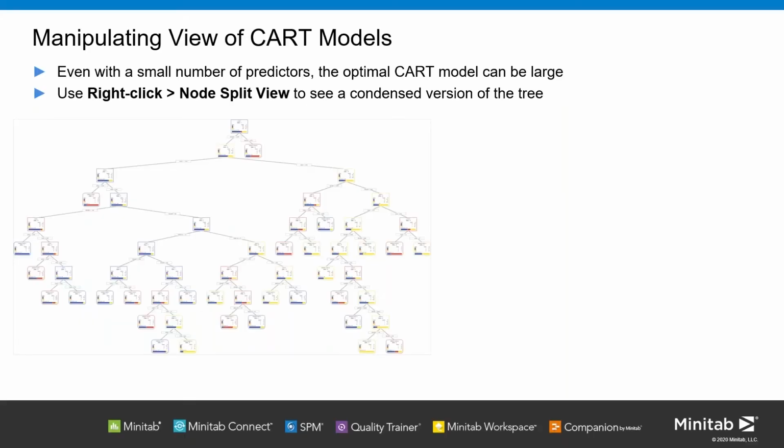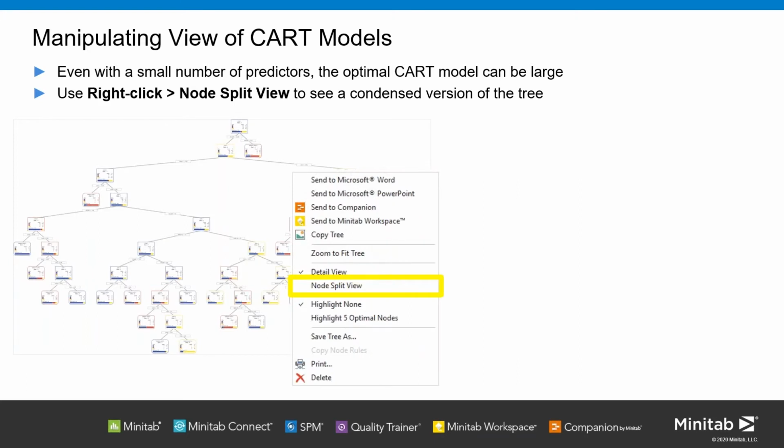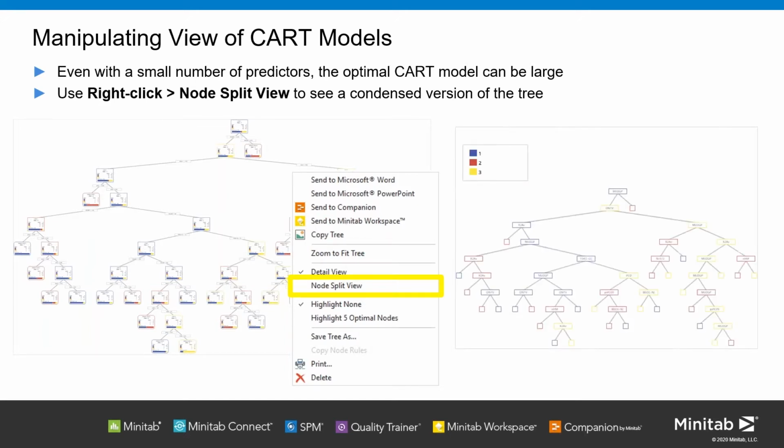Okay, so starting out here, even with a small number of predictors, the optimal CART tree that Minitab recommends can be pretty large. There can be a lot of terminal nodes, right? So in this case, something that is really useful is you can right-click on your tree and choose the option titled Node Split View. And this is going to give you a condensed view of the tree, which you can see to the right-hand side.